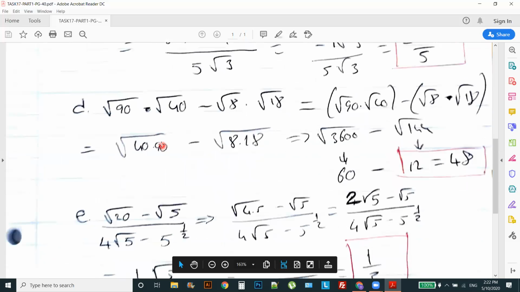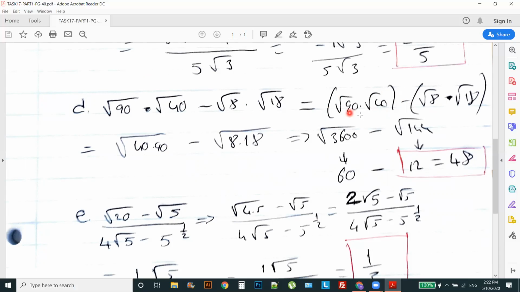Okay, question D, it says root 90 times root 40 minus root 8 times root 18. So we just need to apply the BODMAS rule here. First, we're going to do the multiplication and then the subtraction. I'll just put the brackets here. You see the multiplication part, root 90 times root 40, and the minus root 8 times root 18.